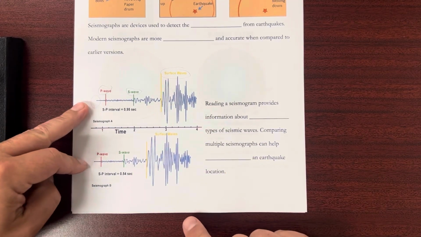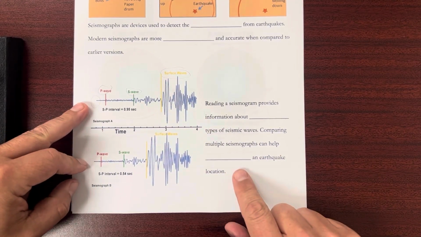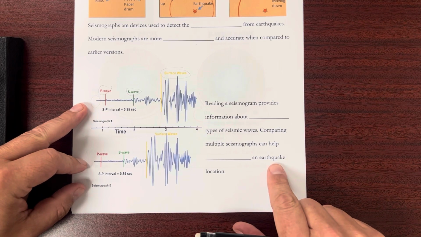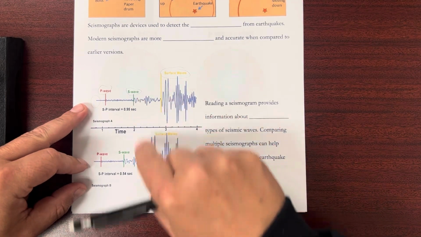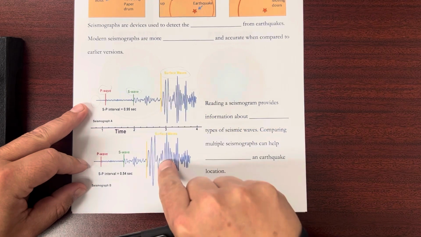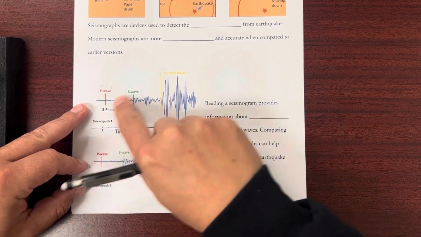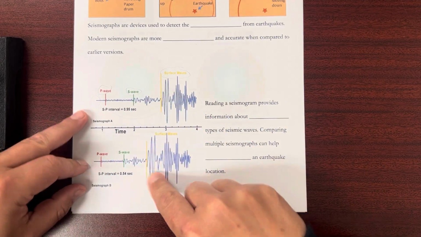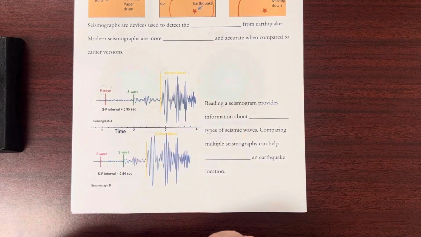Comparing two different seismographs can help identify an earthquake location. So these two seismographs are in different areas, and basically by comparing when the waves got to each one, you can identify where the earthquake came from.